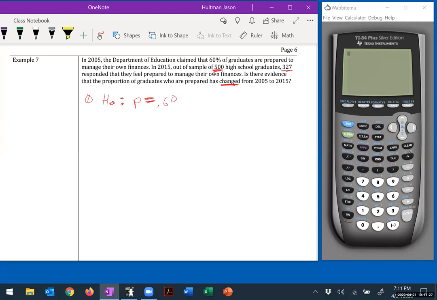Okay, what's the alternative? What's H sub A? The alternative is that it has changed. Well, how do we designate change? It doesn't say that it's gone up. It doesn't say that it's gone down. It just says that it has changed. Well, that it's not equal to 0.60. This is two-tailed. It's called a two-tailed test. We just want to know, has it deviated away from 0.6 and how much?